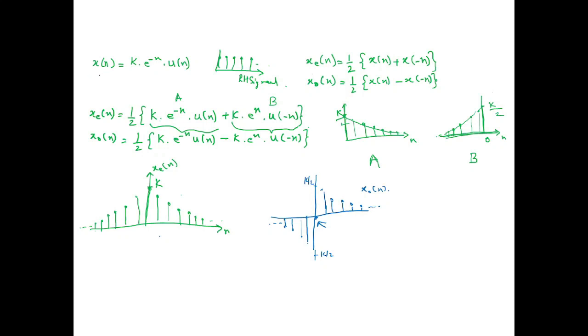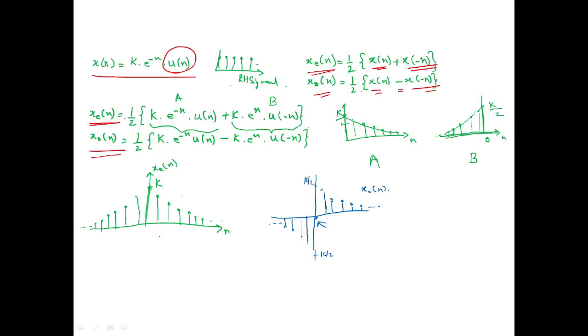Now coming to another example, x[n] equals k multiplied by e to the power minus n, u[n]. So u[n] means it is a right-handed signal. Now when you have a right-handed signal, here it has been told to find the even component and the odd component of the signal. Now how is the even component given? Even component is given by x_e[n] equals half of x[n] plus x[minus n], and the odd component is given by half of x[n] minus x[minus n].